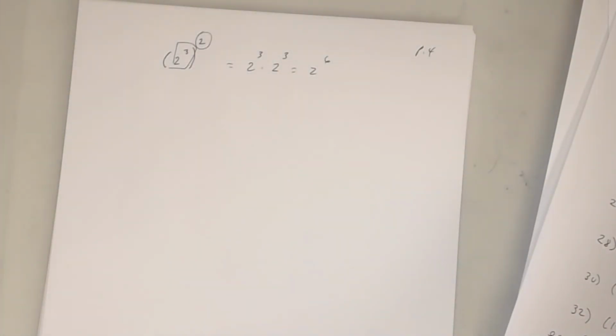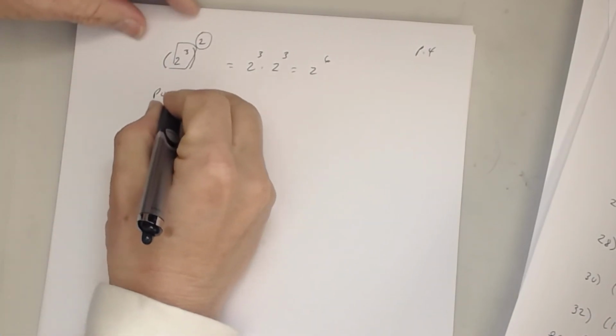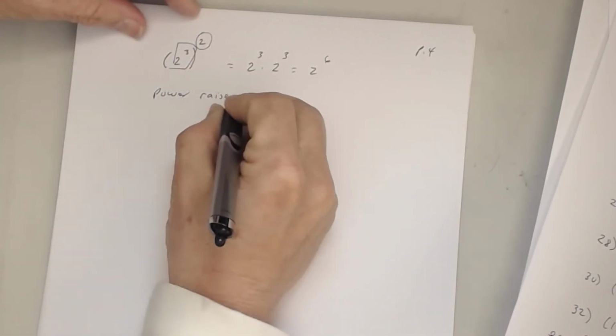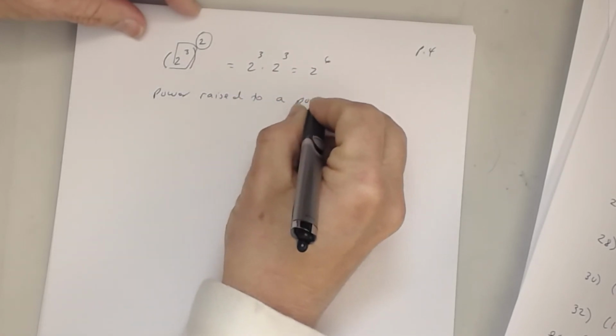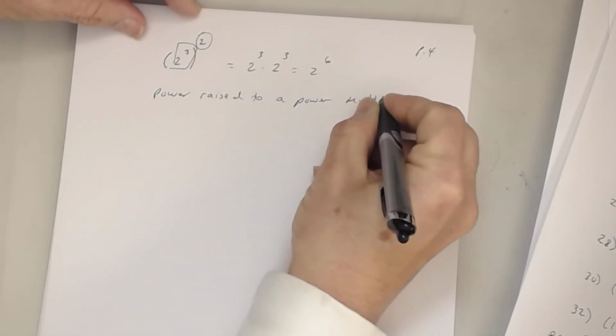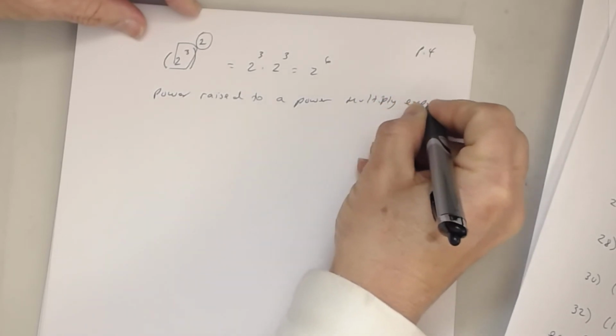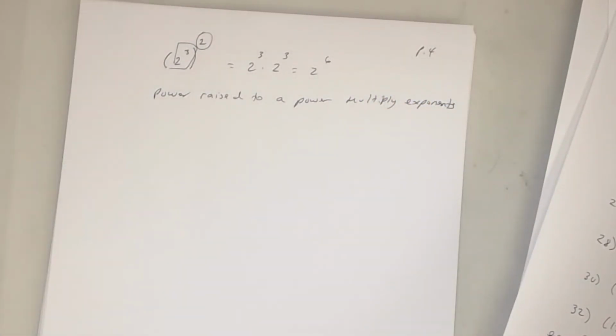Y'all agree? All right, now let's go back and look at our original problem. How can I get 6 from those 2 exponents that you see? Multiply them. So when you have a power raised to a power, you multiply exponents. So 2 cubed squared is 2 to the 6th power. 3 times 2 is 6.